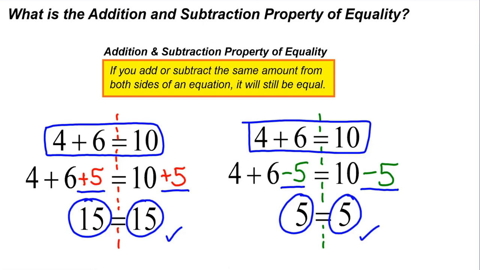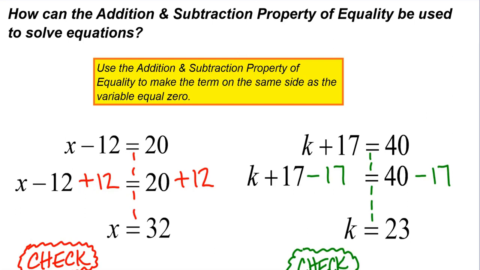So how can we use this property to our advantage when we're trying to solve an equation? Well, we can do this by eliminating terms that we don't want in our equation to find the solution. So we can use the addition and subtraction property of equality to make the term that's on the same side as the variable equal to 0. So basically, we want to undo what's happening to our variable in order to solve it.